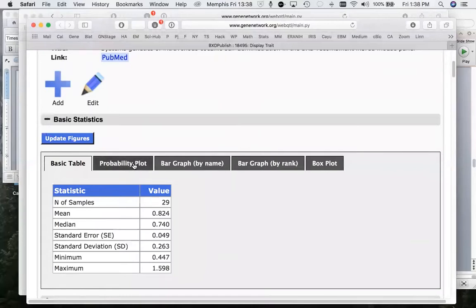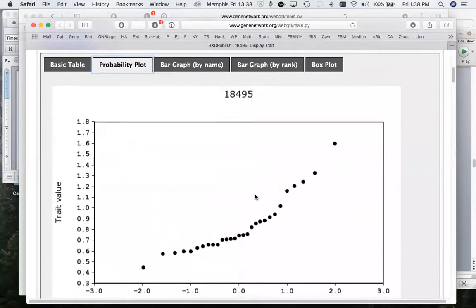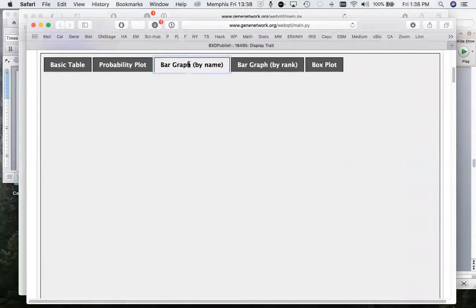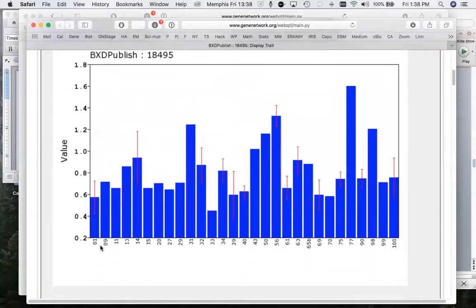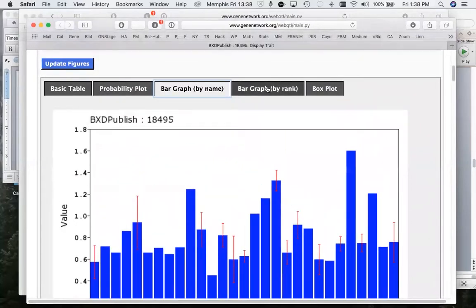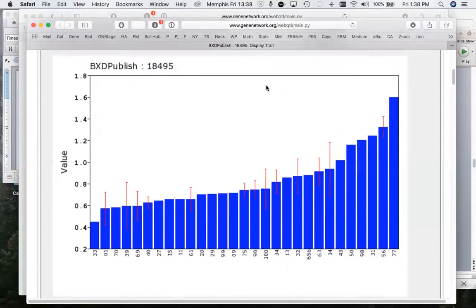29 different strains have been studied. Here's the QQ plot. If it were normal distribution, it'd be a straight line. Here is the data as a bar chart showing you the different strains. That's BXD1, BXD9, BXD100. We can sort it this way and just look at it in rank order, essentially.